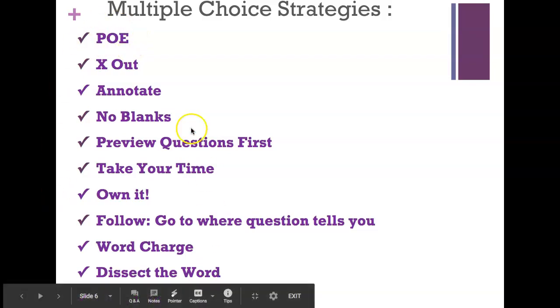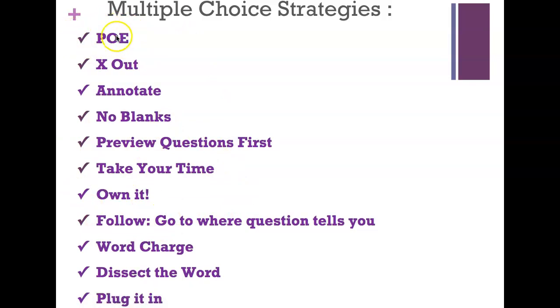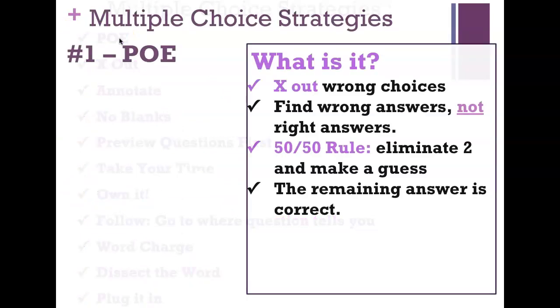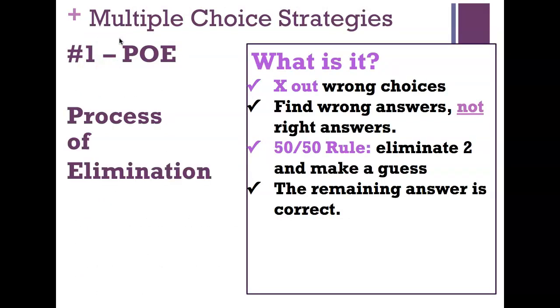So here they are. Some of these names might sound a little silly, but many of you may have heard about PO, and PO stands for Process of Elimination. And so the acronym is PO. And it is crossing out the wrong choices. So really, you are not finding the right answers. You are finding the wrong answers.